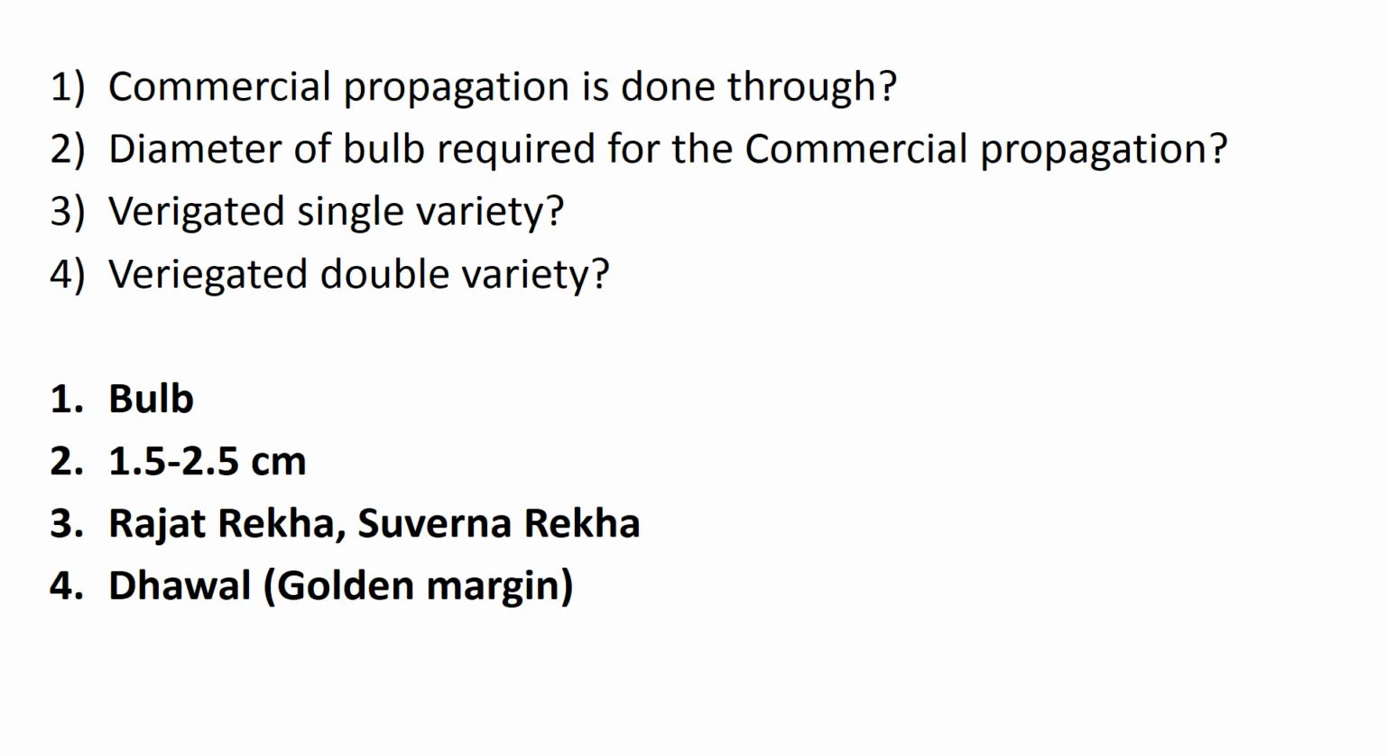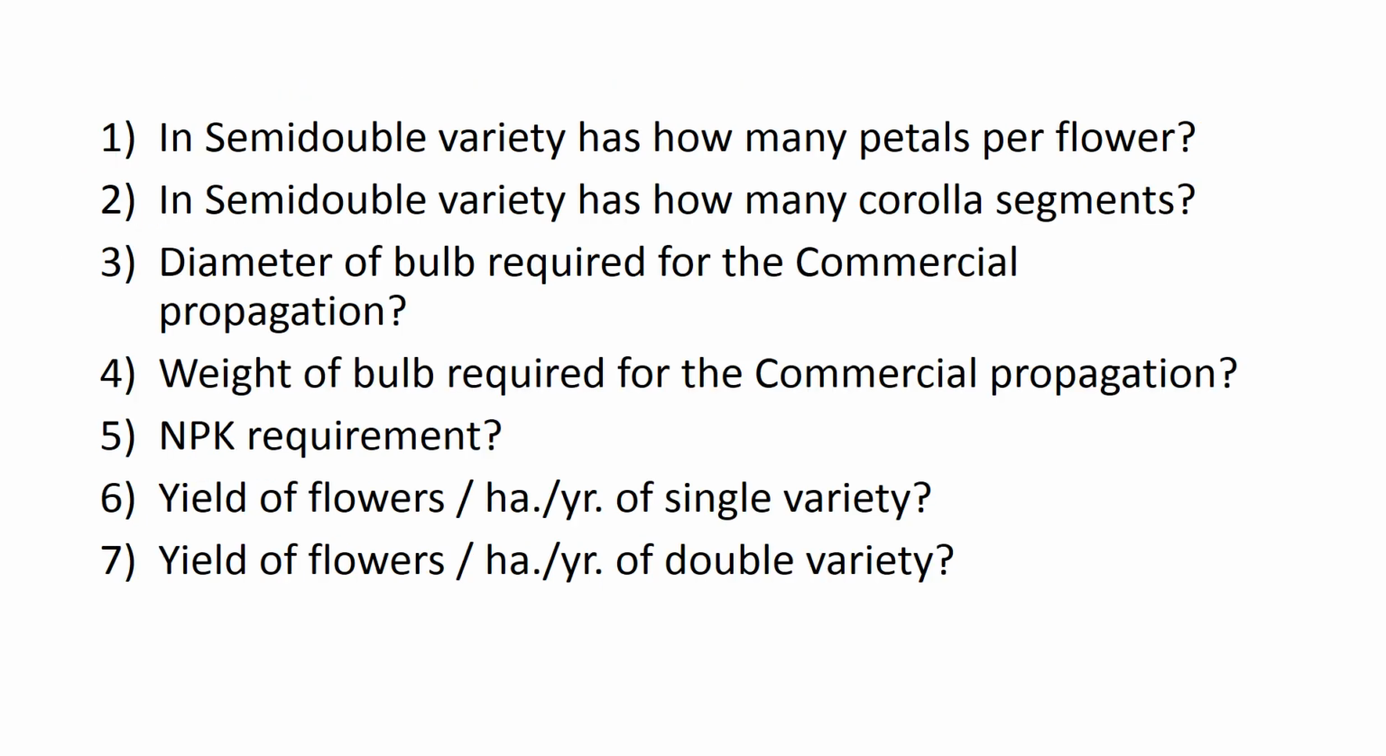Finally, come to the MCQ slide. If you understand well, then you can answer all these questions. Try to answer. Commercial propagation of tuberose is obviously done through bulb. If the option is not there, then go for corm. Diameter of bulb, you can write, variegated, single variety and double variety, you should remember. Some more standard questions are there. Try to answer it, pause the video and solve it, then go to the next answer slide.